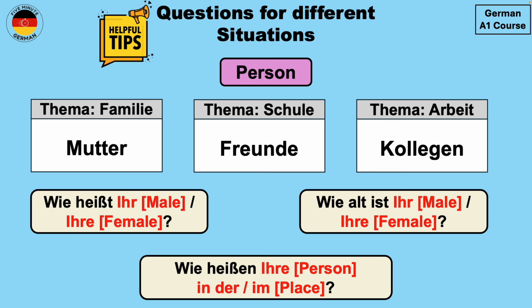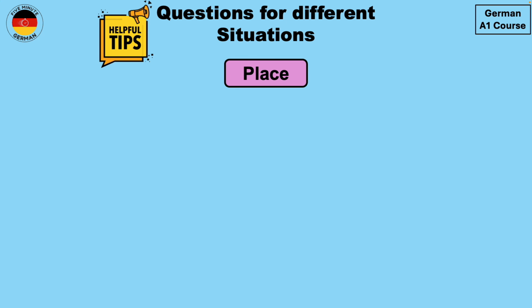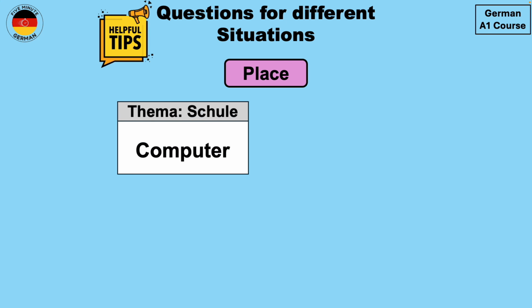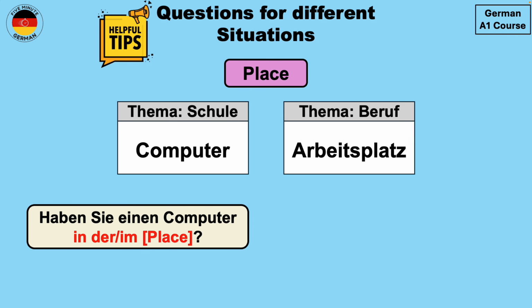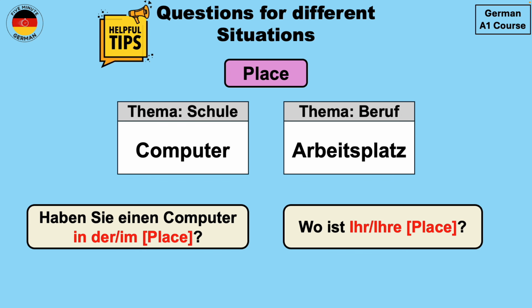Now if you have the word or topic related to place, for example, you have the Thema Schule, which is school, and you have the word computer. Then you can ask the question, haben Sie einen Computer in der Schule? Or if you have the word Arbeitsplatz, which is your working place, then you can also ask the question, wo ist Ihr Arbeitsplatz? Where is your workplace? Or if the word was feminine, then you would use Ihre.